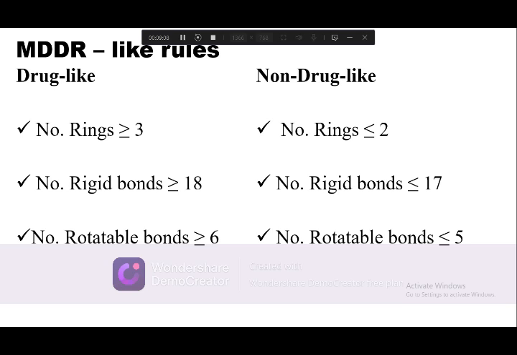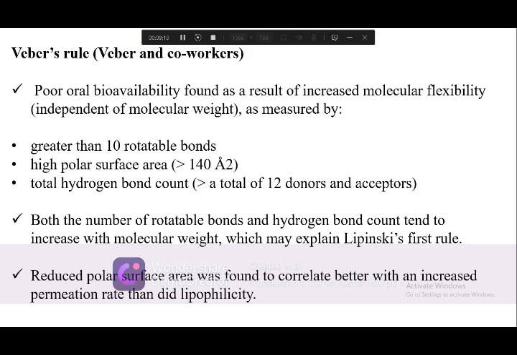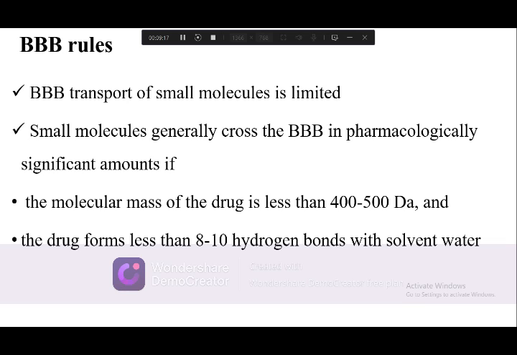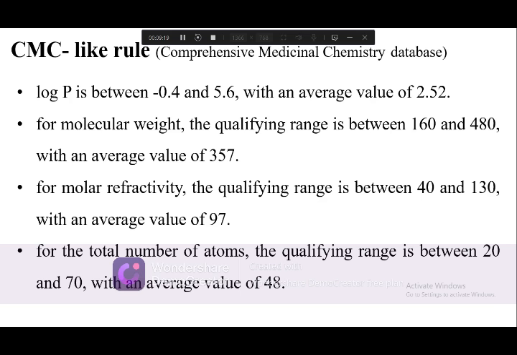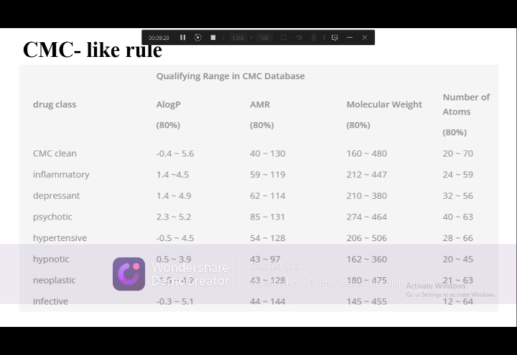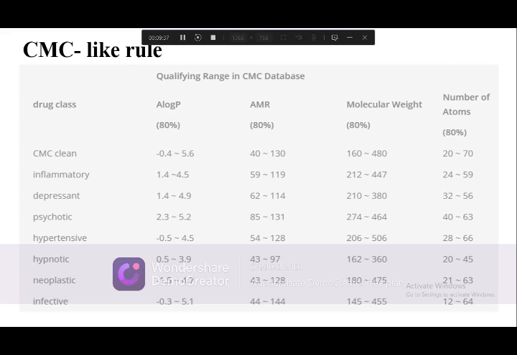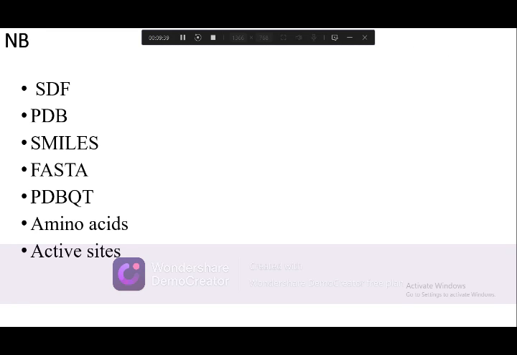So these parameters and other parameters, like the Veber rule, the Ghose filter, or BBB rules, blood-brain barrier rules, and comprehensive medicinal chemistry database rules. You can read more about these rules, but you can see the parameters set. These figures are set to guide you in studying compounds for drug likeness.